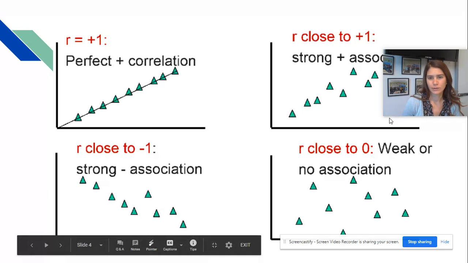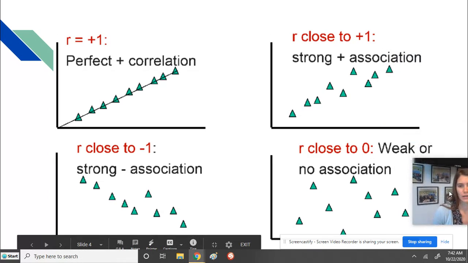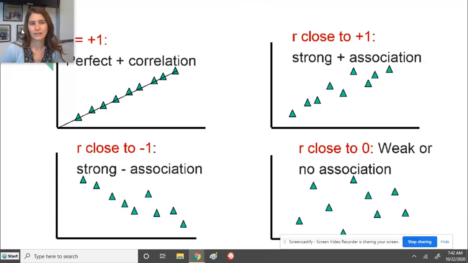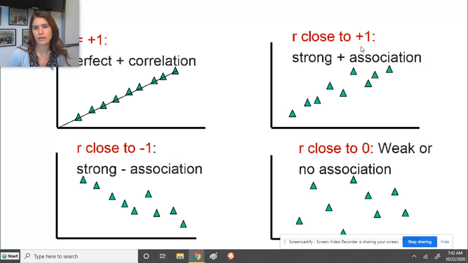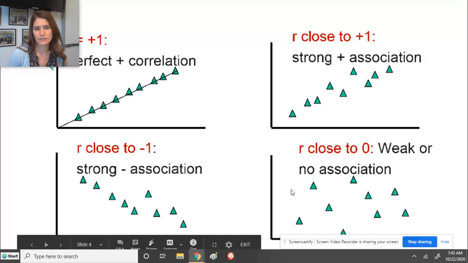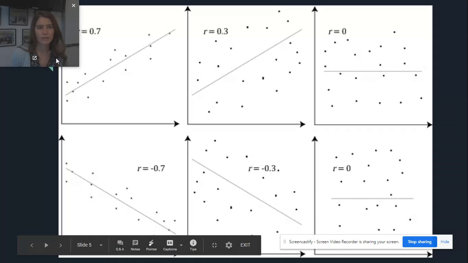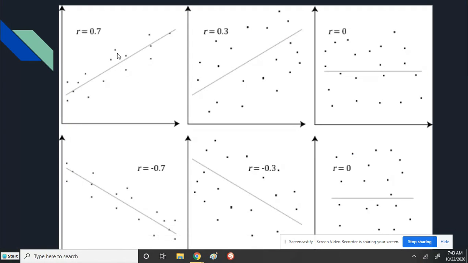Then if our R is close to the positive 1, like 0.99, then we still have a strong association, a strong correlation. If it's close to a negative 1, like negative 0.99 or negative 0.89, that's still a strong association. And then if R is close to 0, that means we have a very weak association and our dots are all over the place.